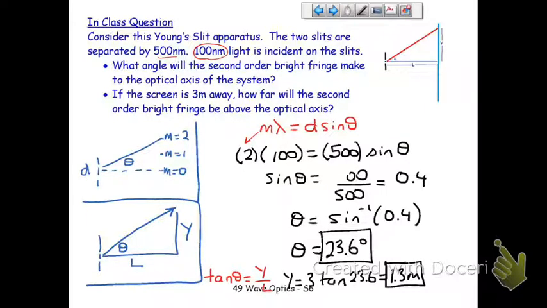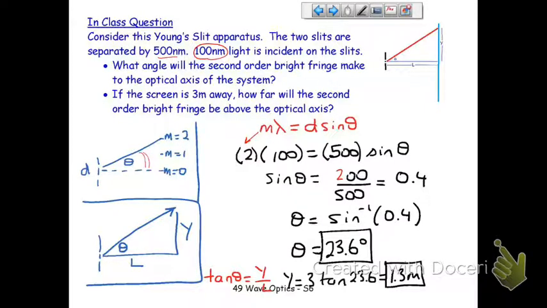So let's have a look. That's going to be sine theta equals 2 times 100, sorry, I missed out that 2. 200 over 500, which equals 0.4. So you go to your calculator and you go theta equals sine to the minus 1 of 0.4, which is 23.6 degrees. So I found my first thing. Mathematically it's a piece of cake. It's just knowing what you're doing and why.